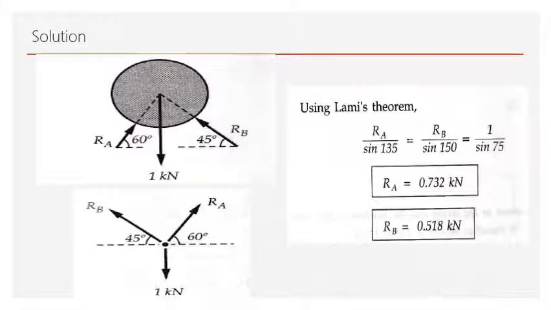RA by the sine of the angle between RB and the 1 kilonewton force, that is 90 plus 45, sine 135, is equal to RB by the sine of the angle between the other two forces, that is 60 plus 90, sine 150, is equal to 1 by sine of 180 minus 45 minus 60. You get the angle as 75. So find out the unknowns RA and RB, that is 0.732 kilonewton and 0.518 kilonewton.